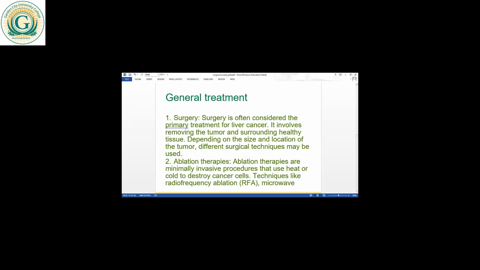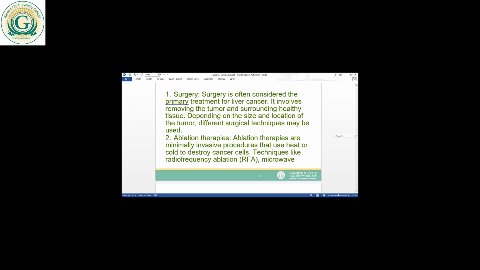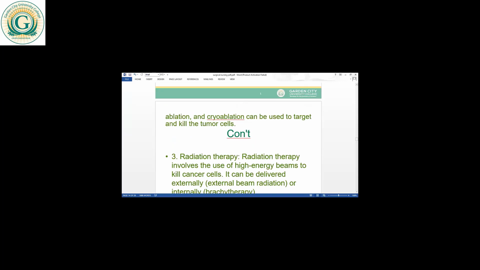Two, we have ablation therapies. Ablation therapies are minimally invasive procedures that use heat or cold to destroy the cancer cells. Techniques like radiofrequency ablation, RFA, microwave ablation, and cryoablation can be used to target and kill the tumor cells.